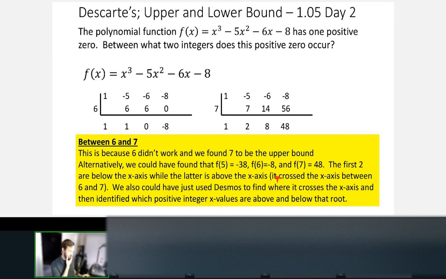So you have to think about these methods. It's like, why would we do this? Well, not too long ago, we didn't have access to graphing calculators or Desmos online. That didn't exist. And these Descartes' rule, doing upper and lower bounds, this was well before we had easy access to that technology.